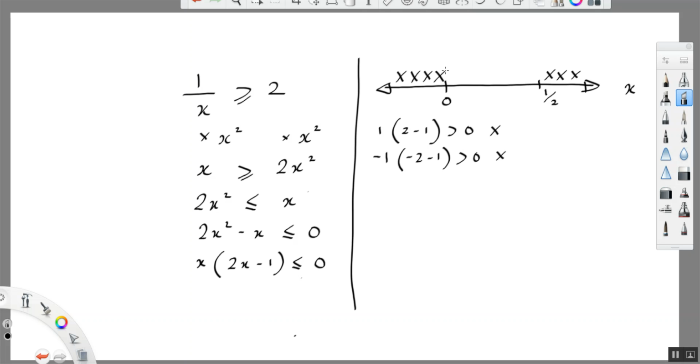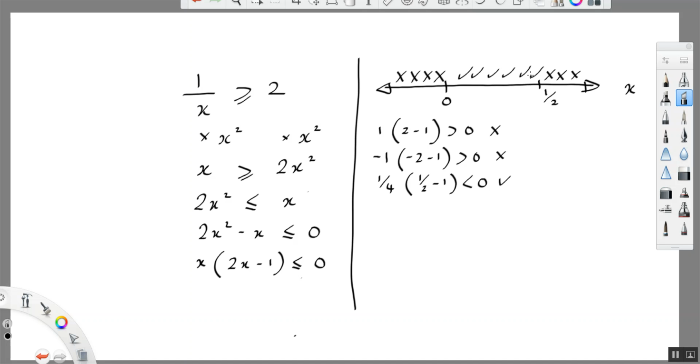That leaves me with one region only, which I'm assuming is going to work, but let's test it. Let's put in x as a quarter, halfway. A quarter times (2 times a quarter is a half, minus 1) gives a quarter times negative a half. That'll give me negative 1/8, and that is less than 0. So that's the region I'm after, everything in between 0 and a half.